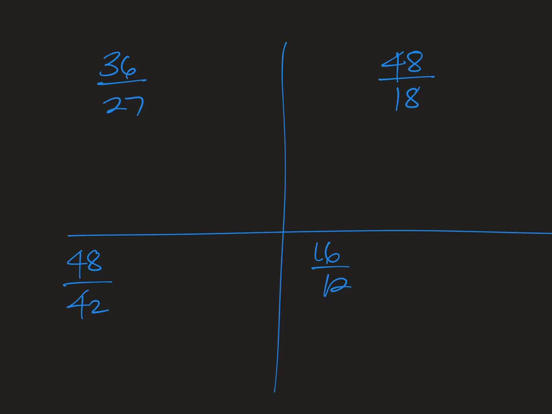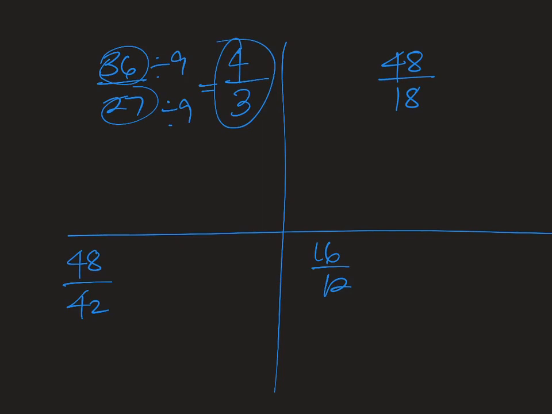Let's look at 4 more examples here. So we have 36 over 27. Again, when you look at 36 and 27, you can ask yourself, what number do they have in common? Ultimately, what is their greatest common factor? And if you say 9, for example, you say, let's divide both of them by 9. 36 divided by 9 is 4, and 27 divided by 9 is 3.